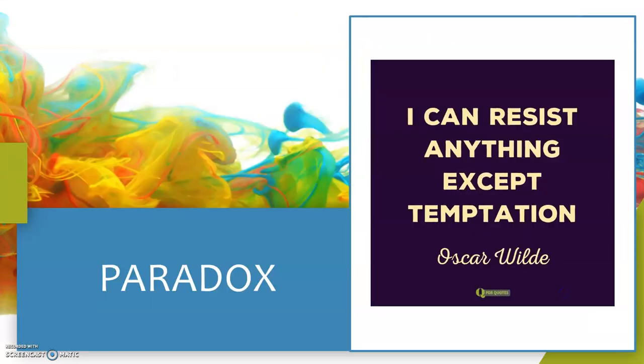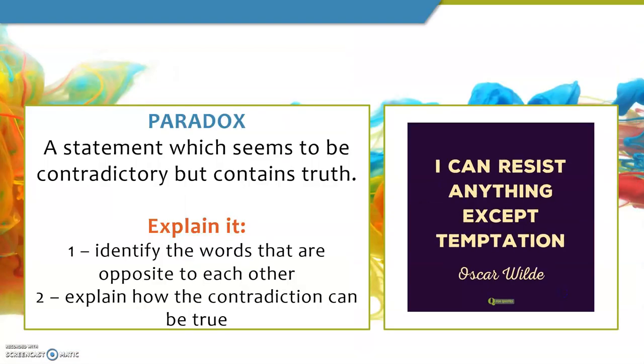Okay. Now we move on to paradox. Now, paradox and oxymoron are similar in that they both deal with opposite meanings. Here you can see the example. It's a quote from The Picture of Dorian Gray. One of the characters says, I can resist anything except temptation. I like using that phrase. So a paradox is a statement which seems to be contradictory but actually contains some truth.